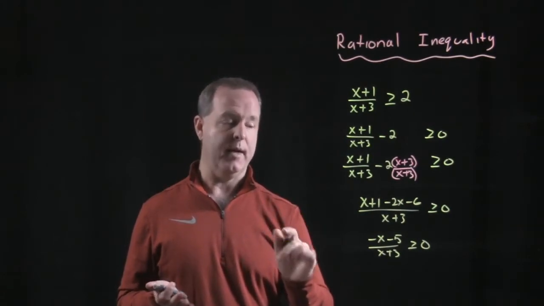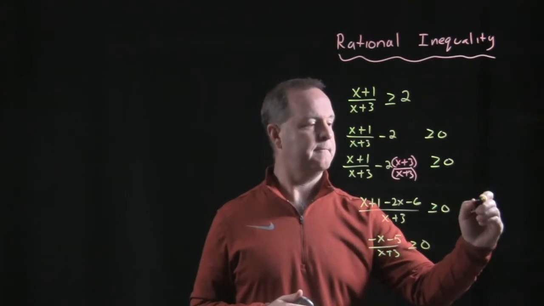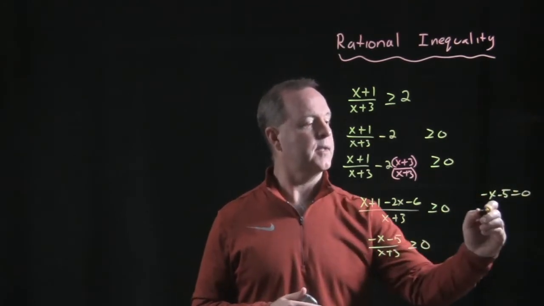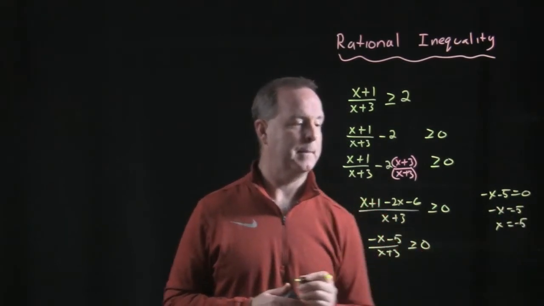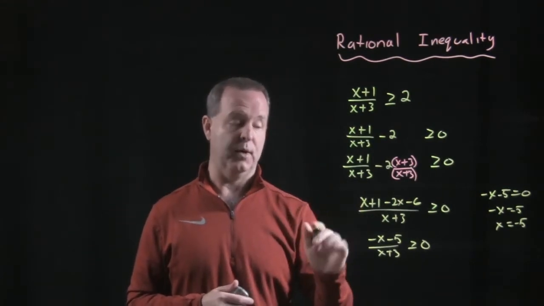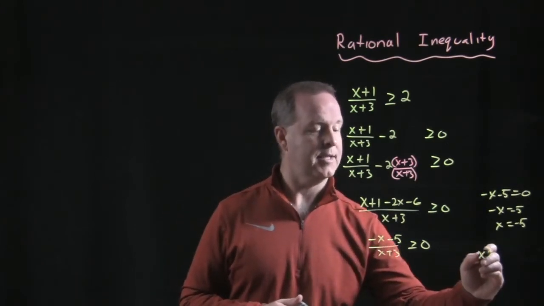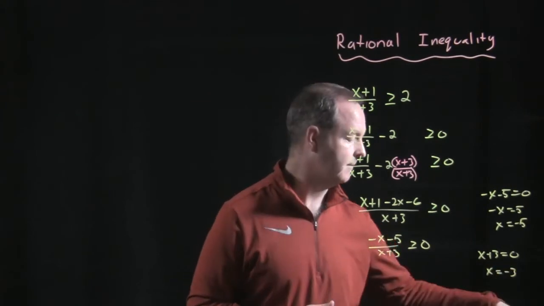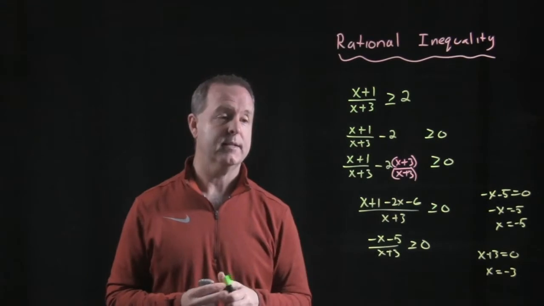So one boundary point is where the numerator equals 0. So negative x minus 5, where does that equal 0 at? So it's negative x equals a 5, x equals a negative 5. So that's one boundary point. The other boundary point in a rational expression is where the denominator crashes, hits 0. So that's an x plus a 3 equals 0, or x equals negative 3. So from there, I have my boundary points.